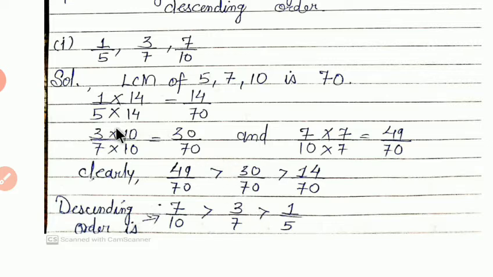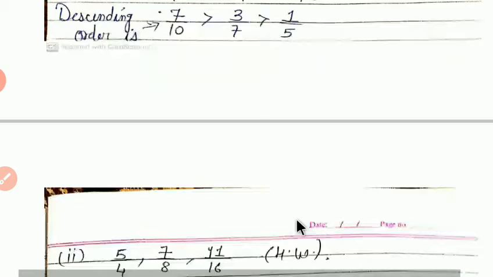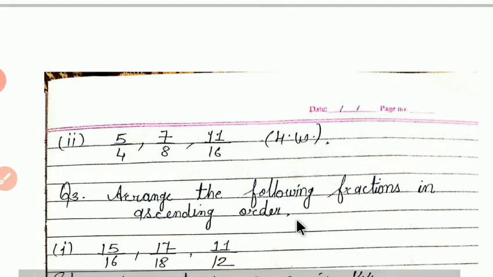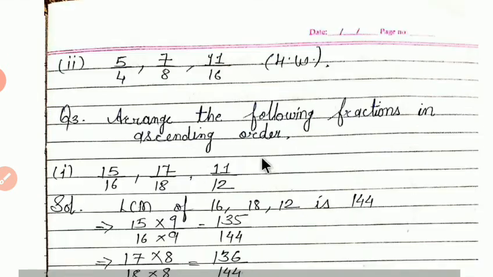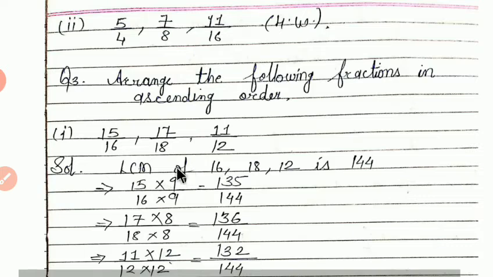In place of 30 by 70, it is the answer of 3 by 7, so you have to write 3 by 7. And 14 by 70 is the answer of 1 by 5, so in this place you have to write 1 by 5. Then the next question is the same as the first one and you have to solve it by yourself. It's your homework. Then question number 3. Arrange the following fractions in ascending order. We know that ascending order means from smaller to greatest number.